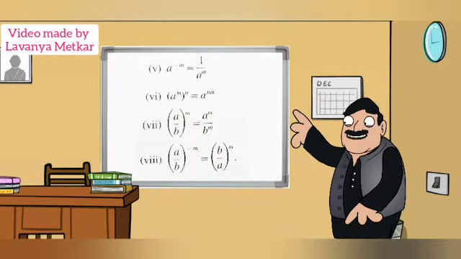So now the fifth law is a raised to minus m is equal to 1 upon a raised to m. The sixth is (a raised to m) raised to n is equal to a raised to m into n. The seventh law is (a upon b) raised to m is equal to a raised to m upon b raised to m. So the last and the main law is (a upon b) raised to minus m is equal to (b upon a) raised to m.